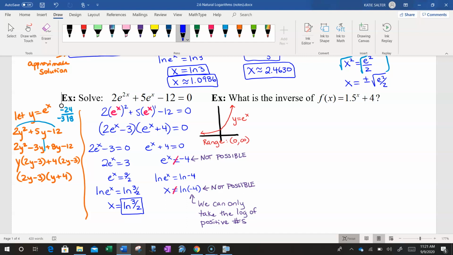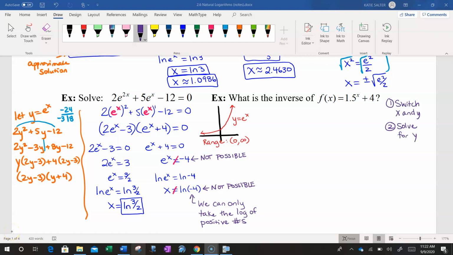What is the inverse of f of x equals 1.5 raised to the x plus 4? Okay, well, guys, this is an exponential function. So immediately you should know that its inverse should be a logarithmic function because that's the whole relationship between exponential and logarithmic functions. All right, let's go back through our steps for how to find an inverse.